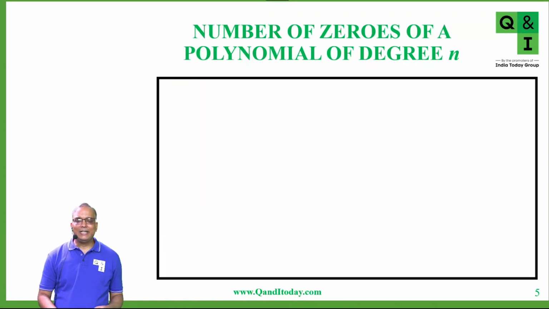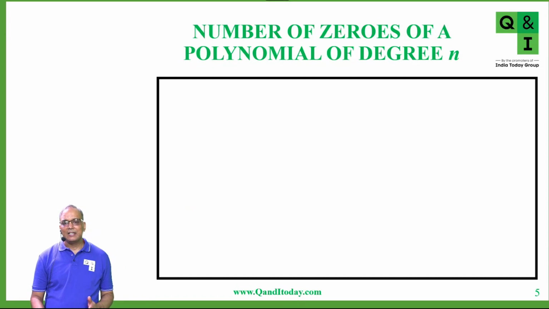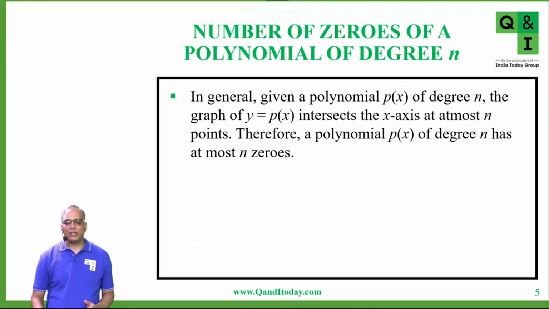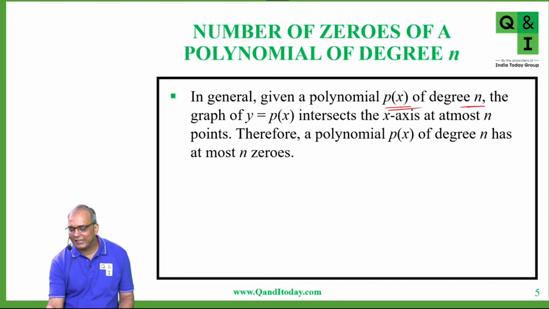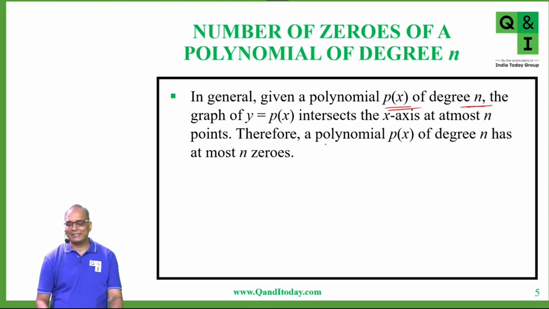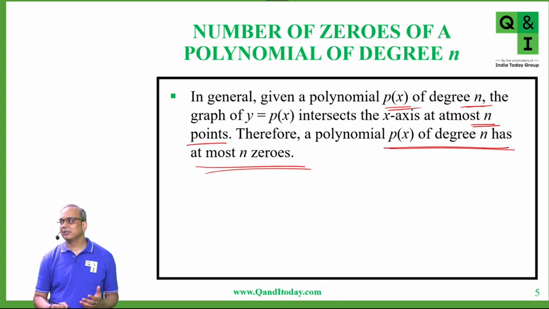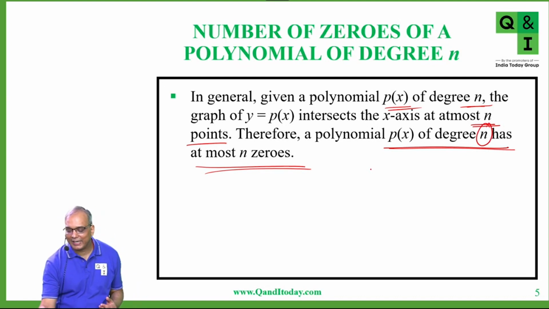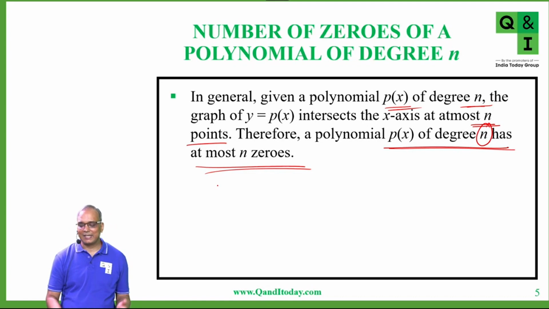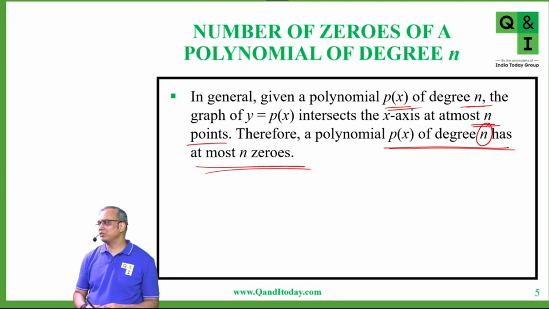Quickly, let us recap what we did in the previous class. Number of zeros of a polynomial of degree n. In general, given a polynomial p(x) of degree n, the graph of y is equal to p(x) intersects the x-axis at most n points. So the graph will intersect the x-axis at most n number of times, where n is the degree of the polynomial. Therefore, a polynomial p(x) of degree n has at most n zeros. Is this clear? So the maximum is n. You can have n minus 1, n minus 2 zeros, and so on.